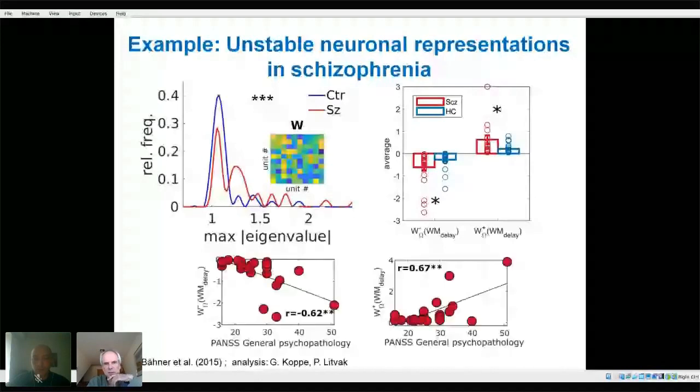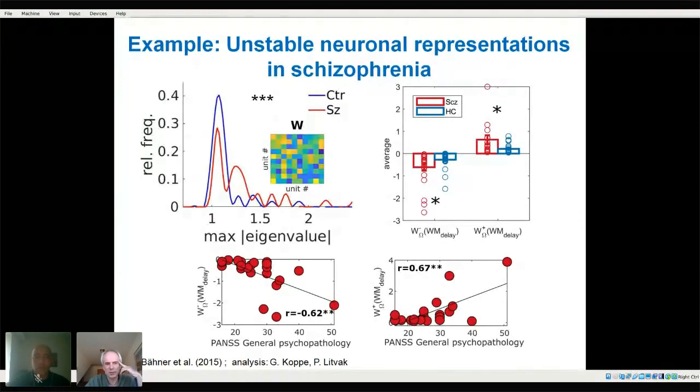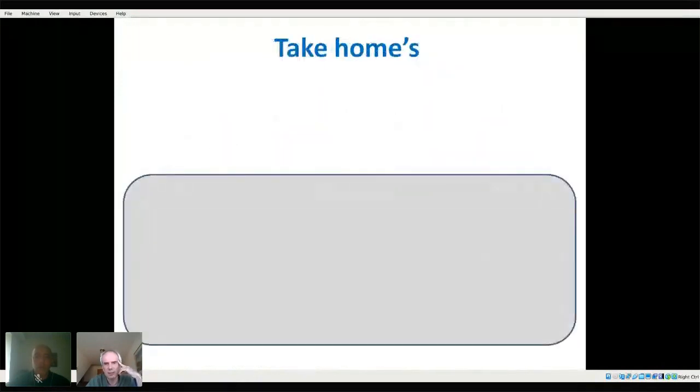And this is just to show that both the negative and the positive weights also correlate with, for instance, the PANSS psychopathology scale. So I don't want to overemphasize these data. At this point, it's still preliminary, but it illustrates what you can do with these types of models and this type of approach. So with that, I'm at the end.